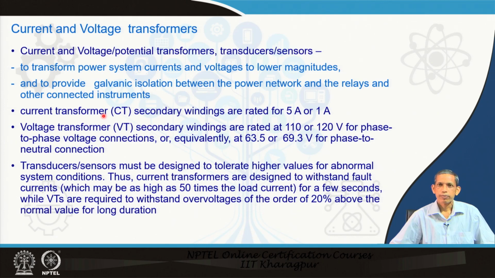For voltage transformers, some countries use 110 volt, some 120 volt phase to phase voltage, or in terms of phase to neutral it is 63.5 or 69.3 volt respectively. The point here is that this higher voltage of 110 is not compatible with a numerical relay, because we are confined to low voltages like 5 volt or 10 volt.